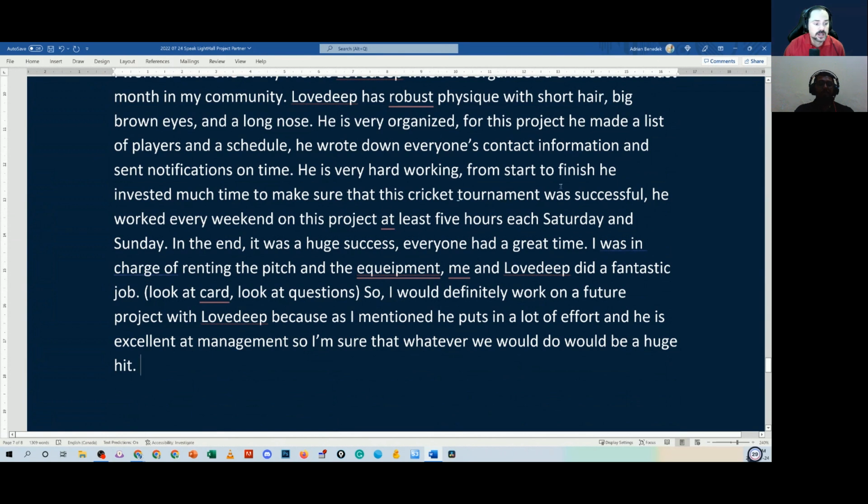Everyone had a great time. I was in charge of renting the pitch and the equipment, and Lovedeep and I did a fantastic job. So I would definitely work on a future project with Lovedeep because, as I had mentioned, he puts in a lot of effort and he's excellent at management. So I'm sure that whatever we would do would be a huge hit.